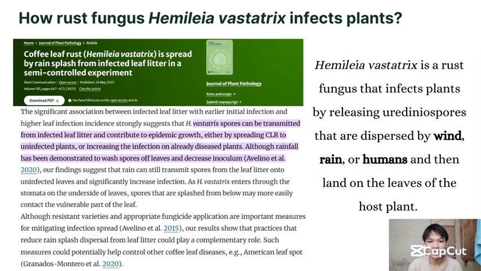How does the rust fungus Hemileia vastatrix infect plants? This rust fungus infects plants by releasing urediniospores, which are fungal spores responsible for the infection, and are dispersed by wind, rain, or humans and then land on the leaves of the host plant. Some studies revealed that coffee leaf rust caused by Hemileia vastatrix is spread by rain splash from the infected leaf litter. Their findings suggest that rain can transmit spores from the leaf litter onto uninfected leaves, and it will significantly increase infection.